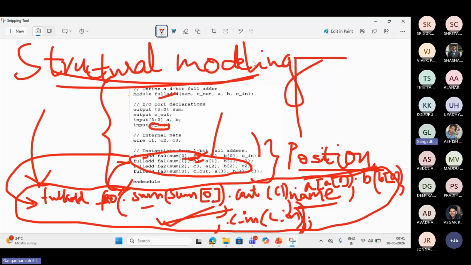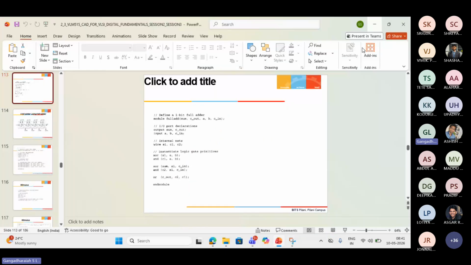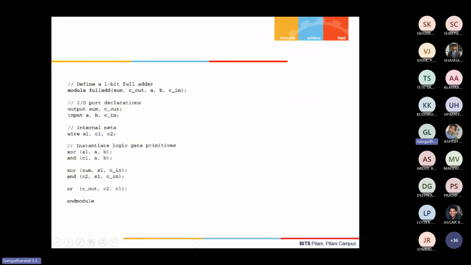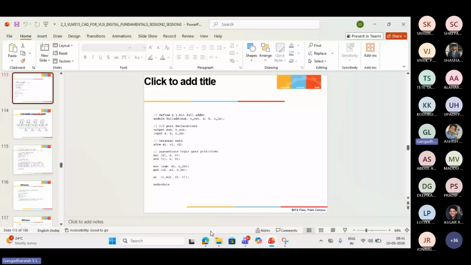Assume done. Understood? Sir, I have one doubt. Yeah, please. Is it compulsory to first declare the output port and then follow with the input port sequence, or can we first declare the input port and then the output port? I'll come back to that. It's a very good doubt. Just wait, I'll come back and address your problem.